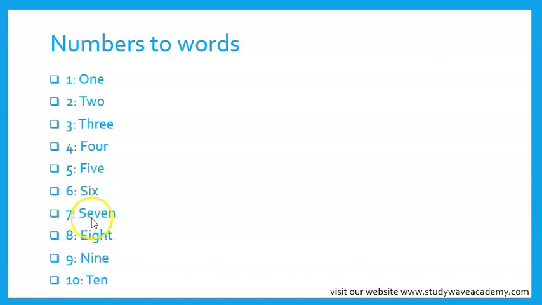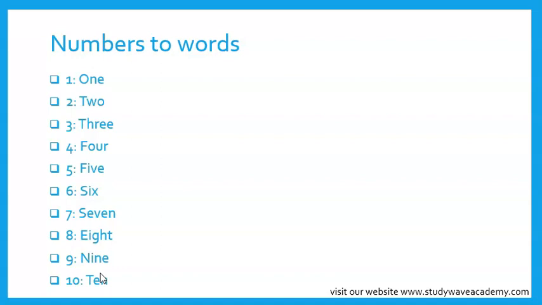Okay? 7 is spelled S-E-V-E-N, 7. 8 is spelled E-I-G-H-T, 8. 9 is spelled N-I-N-E, 9. And 10 is spelled T-E-N, 10. Do you understand?